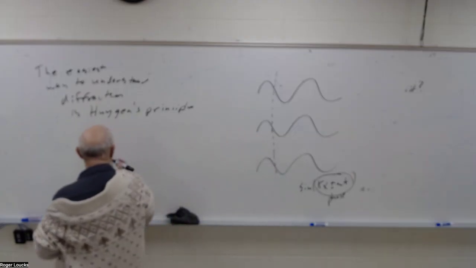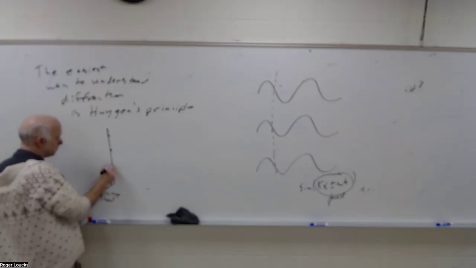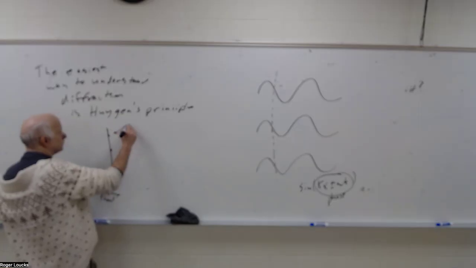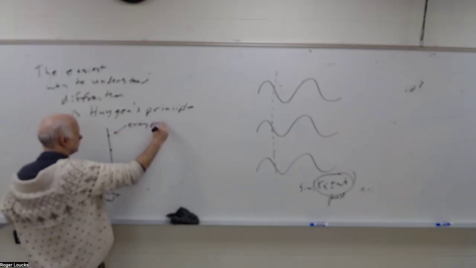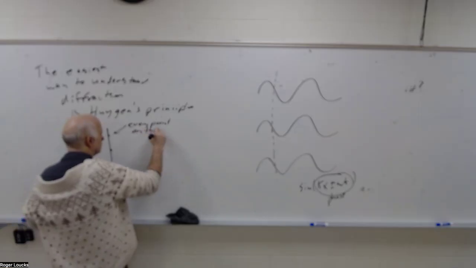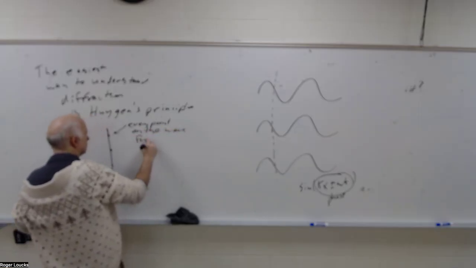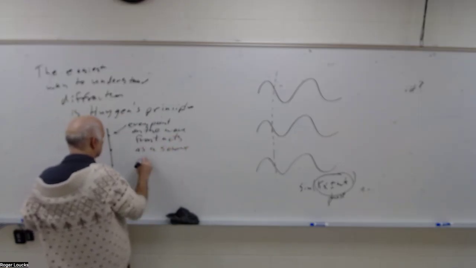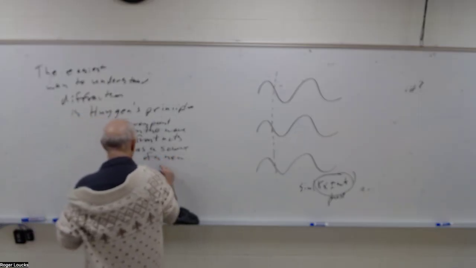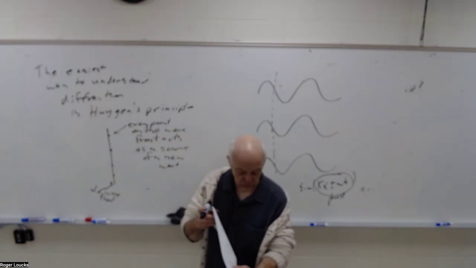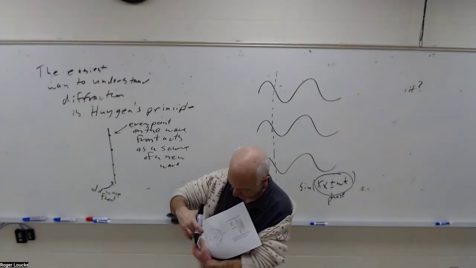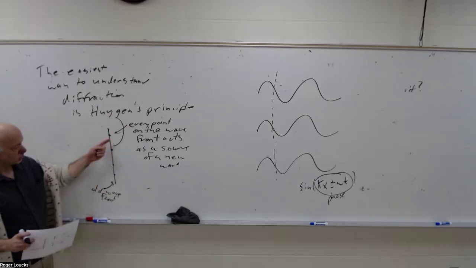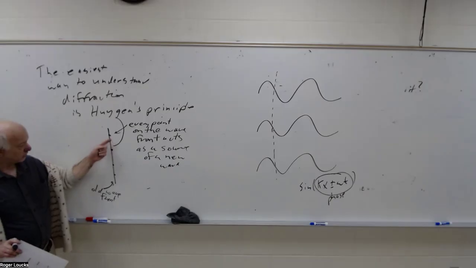What it states is that every point on this wavefront acts as the source of a new wave. So what this represents here is that this dot right here, they draw a wave like this. This is a wave being generated from this one here. It's acting like a point source.